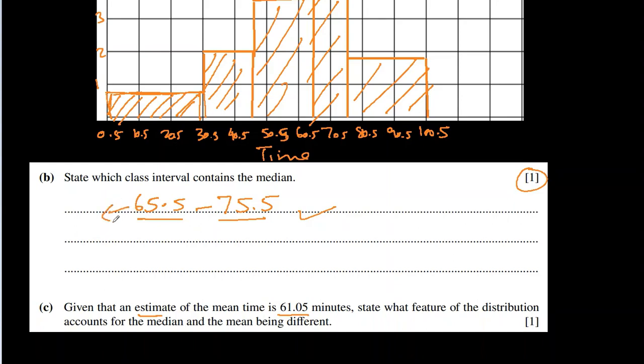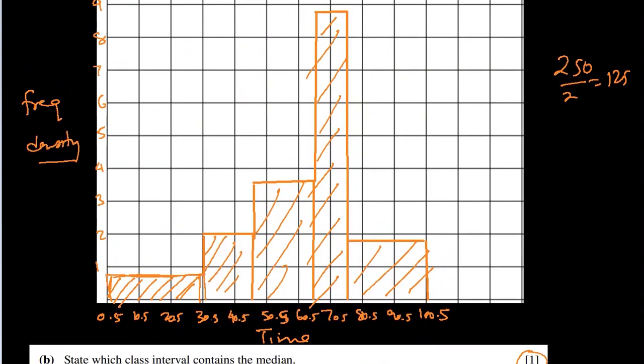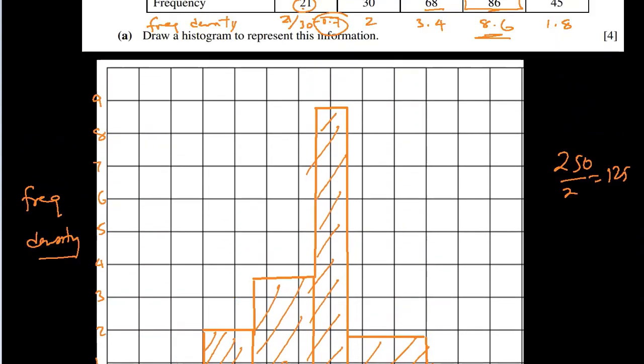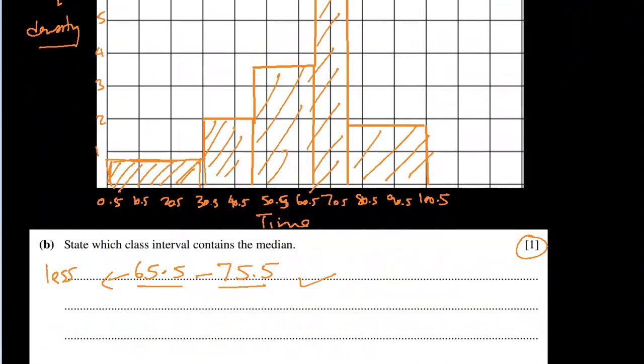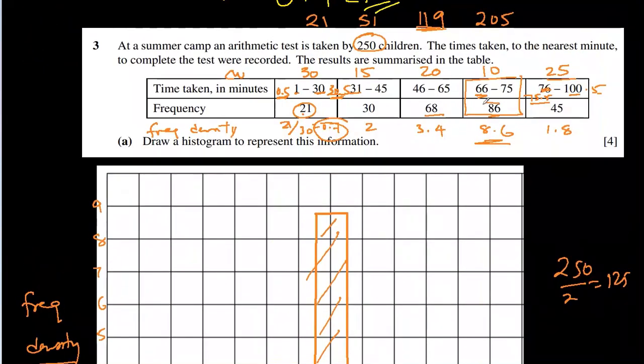61.05 is less than 65.5. That means it is in the lower interval, right? They are different. That's the question they're asking. Why is this difference there? So we can say the difference is because you can see the groups are uneven, and their frequencies are also very uneven. Can you see 86 here, just 20, 130 here?